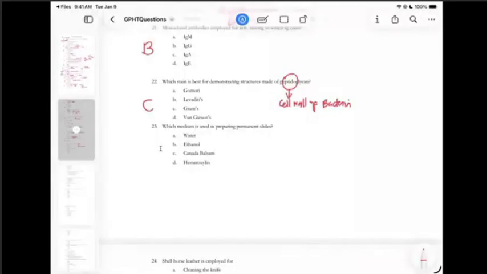No? So whether they are gram positive, na merong makapal na peptidoglycan, or a gram negative which has a thin peptidoglycan. So number 22, letter C.